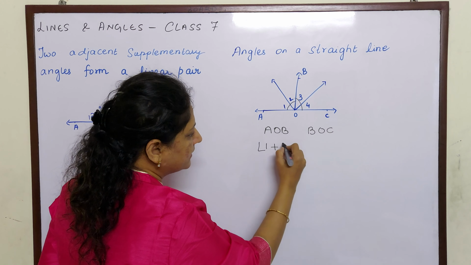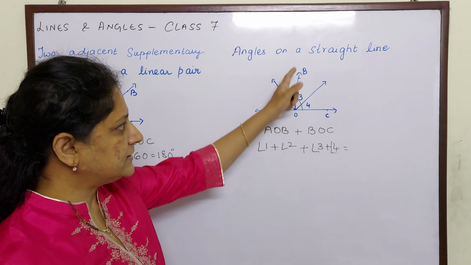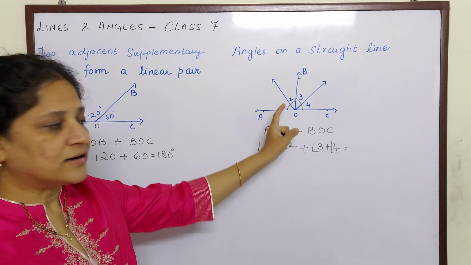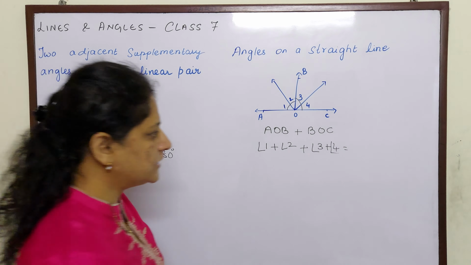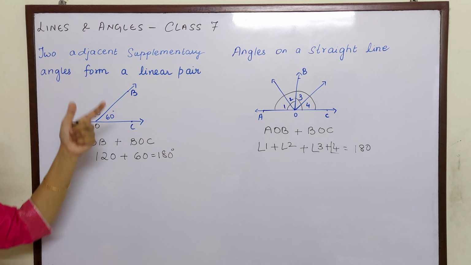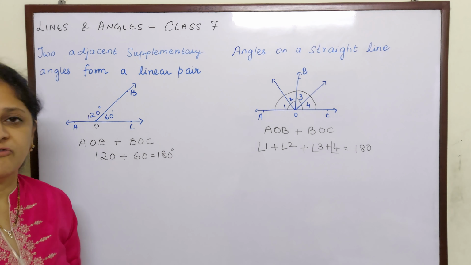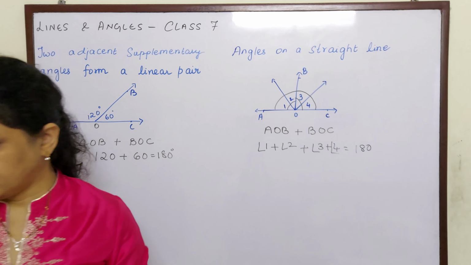Now what did we learn children? If it is a straight line and there are adjacent angles, they always form a linear pair. So when you add all this, they will still form a linear pair. And linear pair is nothing but 180 degree. So angles on a straight line form 180 degree and angles, that is adjacent supplementary angles, they also form a linear pair. Now let us move to the next.